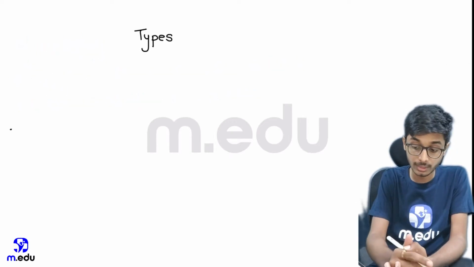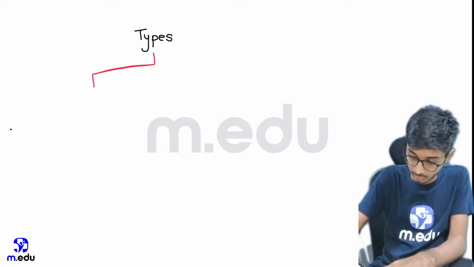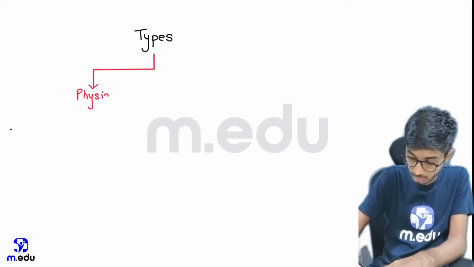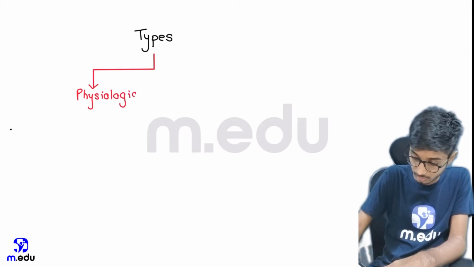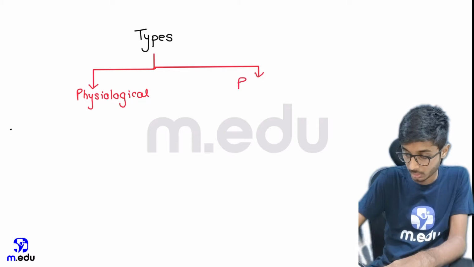Now we are going to be looking into the types of hypertrophy. There are two types of hypertrophy. Number one is the physiological, and number two is pathological.